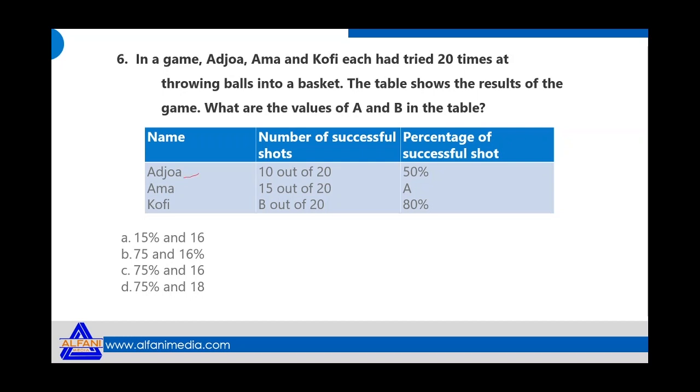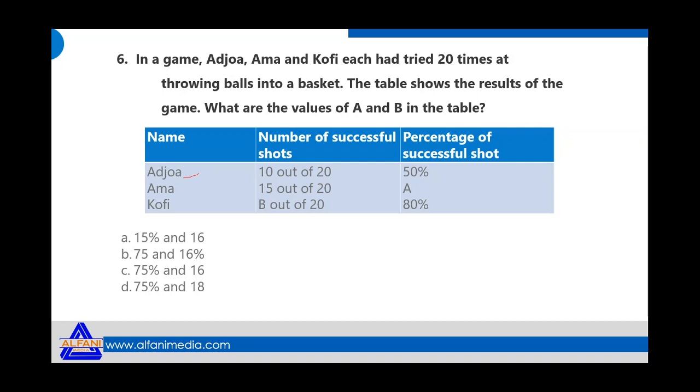So we have this Ajua here, 10 out of 20. So number of successful shots. They have 20 times to throw the balls. Ajua was able to throw 10. He got 10 successful. 10 balls got into the basket, whilst the other 10 didn't go in. And in percentage terms, that is represented as 50%.